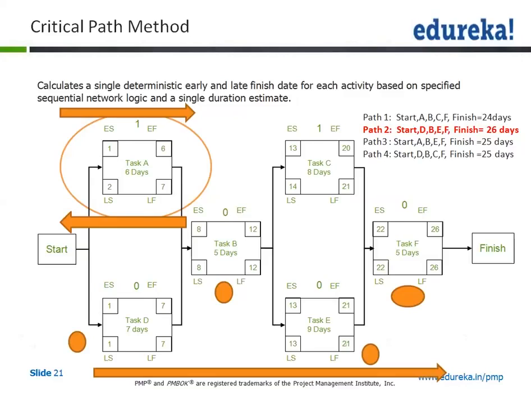Free float is also known as slack, S-L-A-C-K, slack. So if we follow this diagram, I'll repeat the definition. The amount of time we can delay an activity without delaying the early start of the next activity. So that means I can delay task A for 1 day, because on day 8 this activity is going to start. On day 6 task A is going to end. So 1 day of buffer is actually available here.